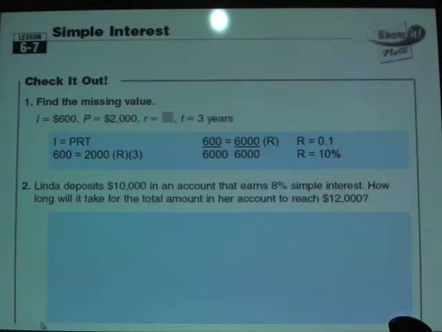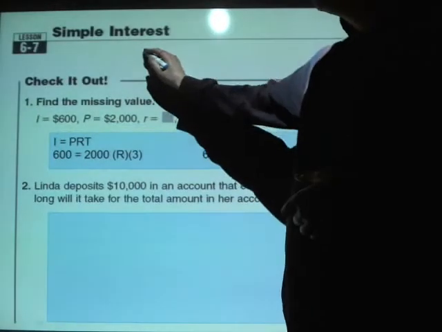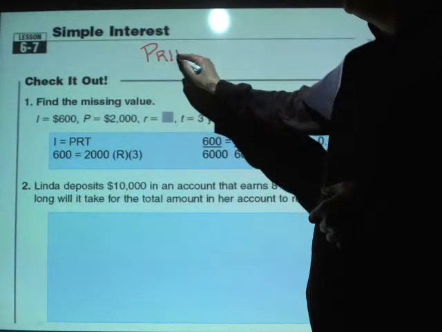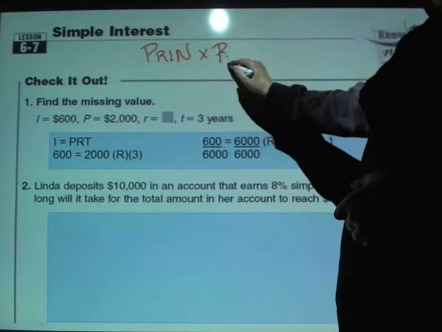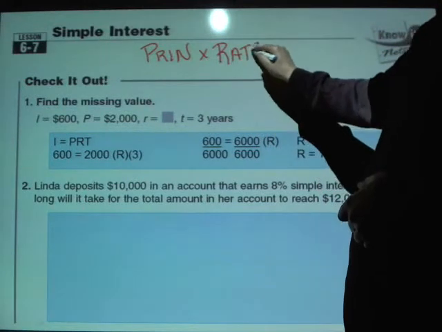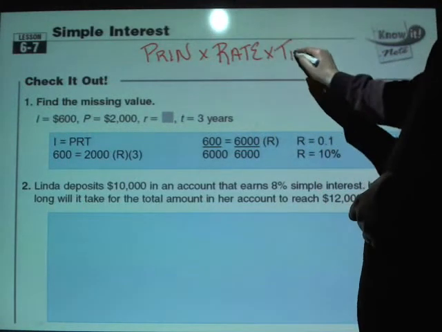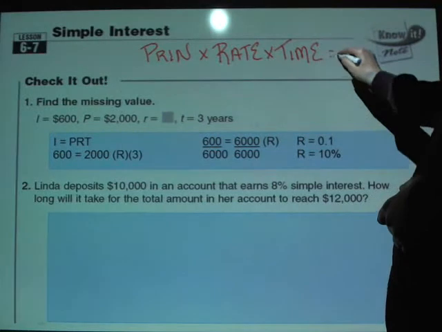All right, so let's go ahead and take a look at the concluding problems here. Number 1, we're asked to find the missing value. The interest is $600, the principal is $2,000, the rate we don't know, and the time is 3 years. So obviously here we're finding R because that's the reason R is blank. Let's put in what we know here. Again, the formula says I'm going to take the principal, multiply that by the rate, multiply that by the time, and that's going to equal the amount of interest.